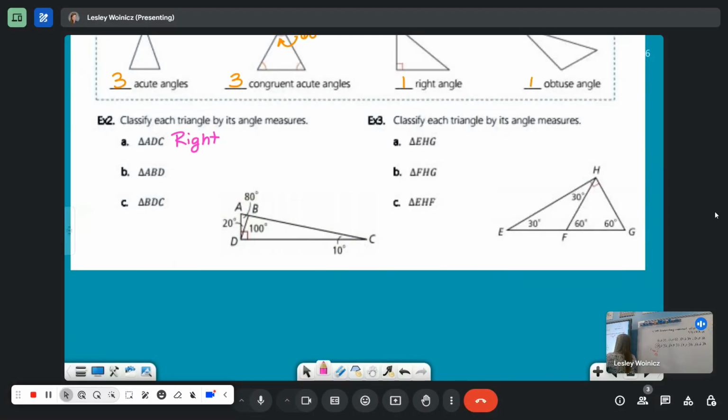Okay. What about triangle ABD? Yeah, I agree. It's this little baby one. It's got all those acute angles in it. Okay, triangle BDC. Which one? Yeah, BDC, yeah, obtuse. Sorry.